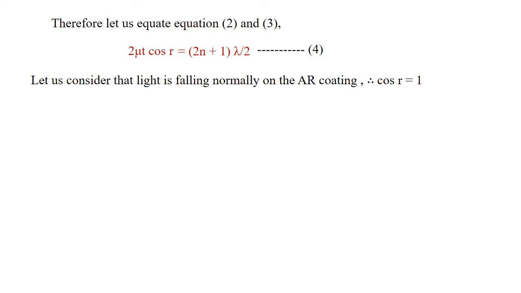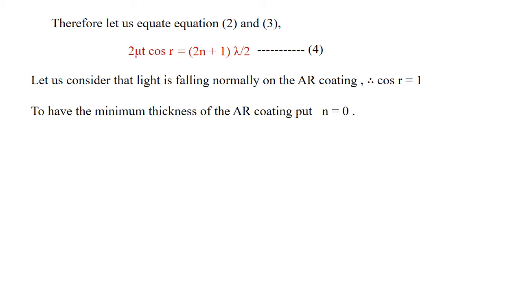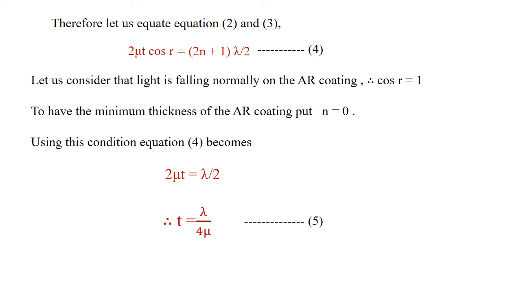Now we want the minimum thickness of the air coating so that always destructive interference will take place between ray 1 and ray 2. So let us put n equal to 0 for the minimum thickness calculation. Using these conditions, equation 4 we can write as 2 mu t is equal to lambda by 2, which gives us the thickness of the coating must be equal to lambda divided by 4 mu. So the second condition required is that the thickness must be equal to lambda upon 4 mu.